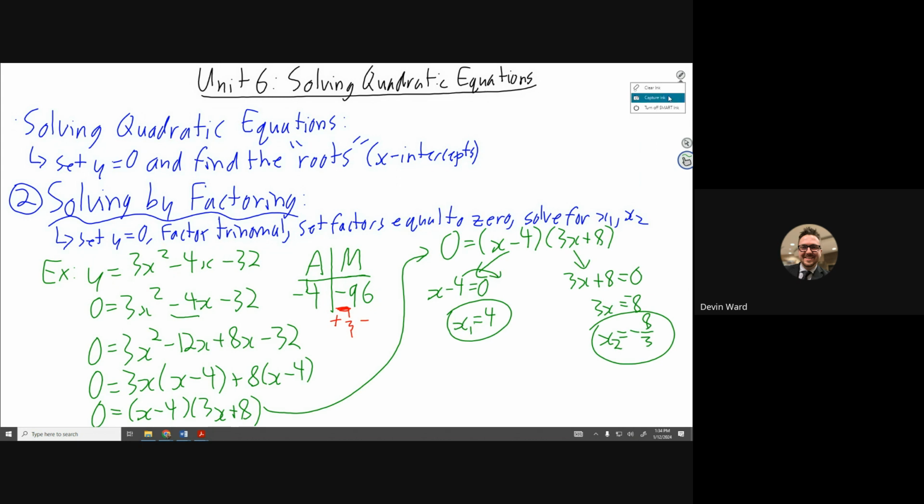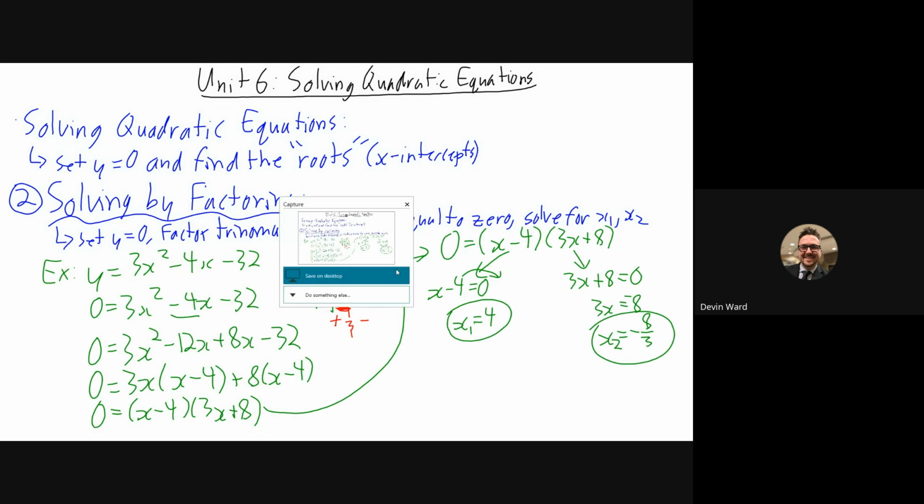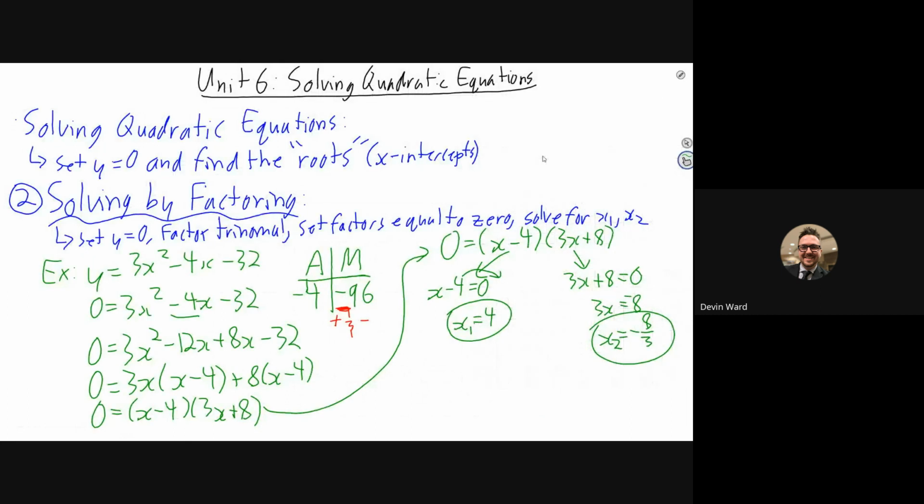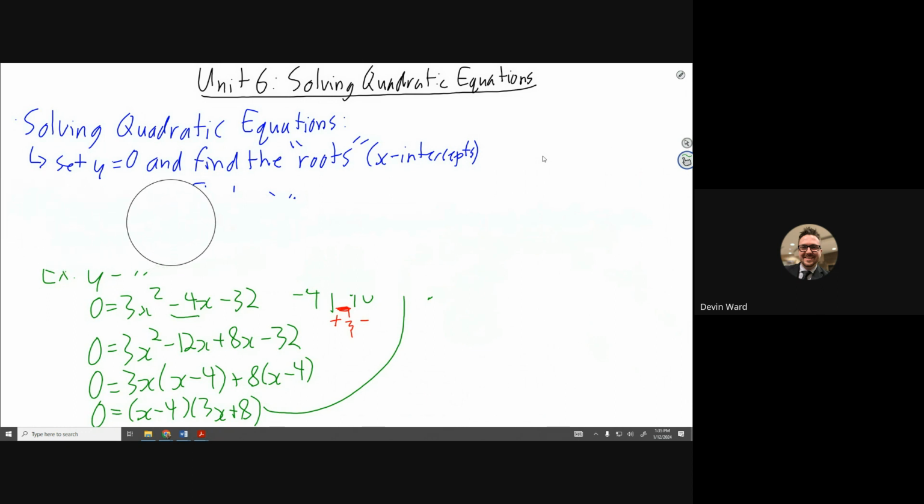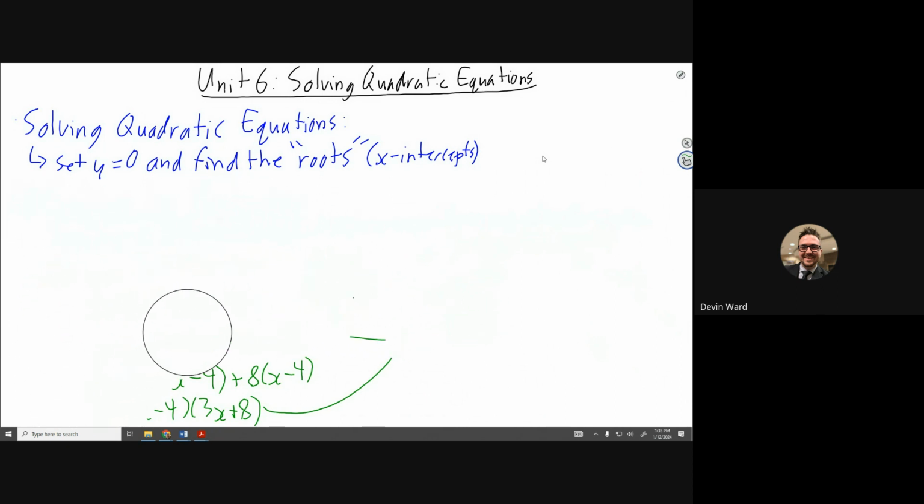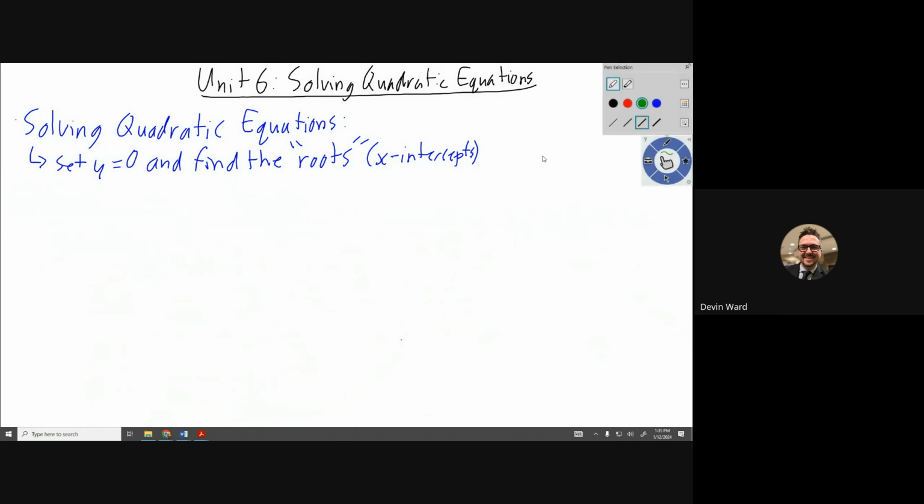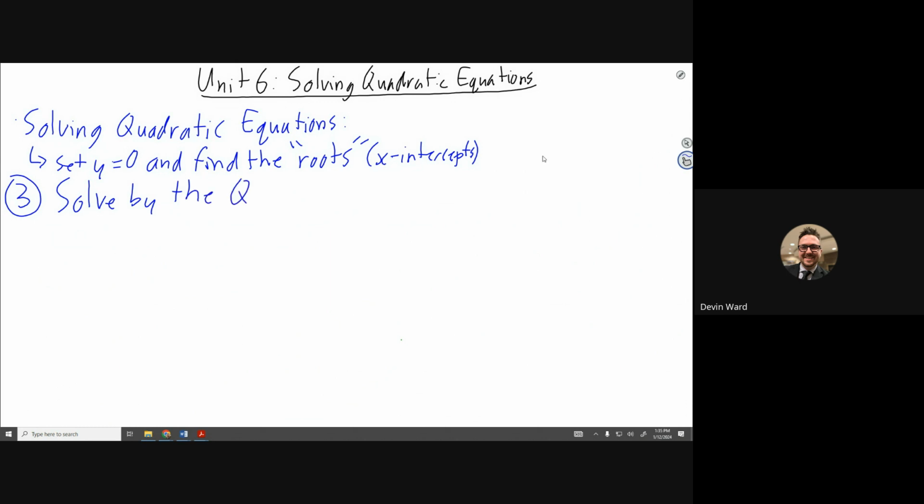Okay, so that is our second method of solving. However, not every trinomial is factorable. In fact, a lot are not factorable. Solving by factoring is always our gold standard. But if our quadratic function is not factorable, that leaves us with option 3, which is to solve by the quadratic formula.